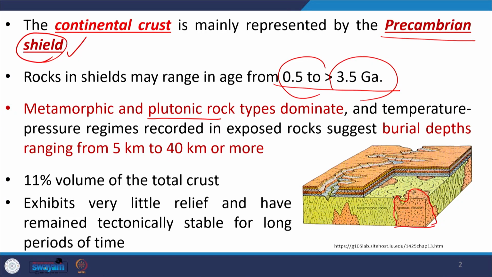11% of the total crust volume is composed of the shield area. It exhibits very little relief. They have remained tectonically stable for a long period of time. So in that case I can say it is the Archean-Proterozoic boundary. That means if you go to peninsular India, this is the Indian shield.